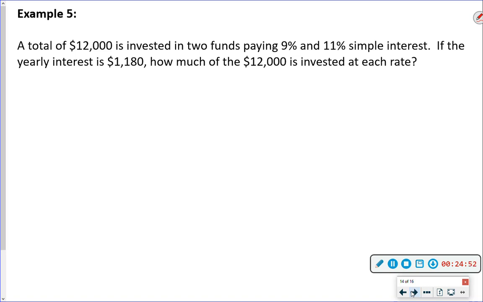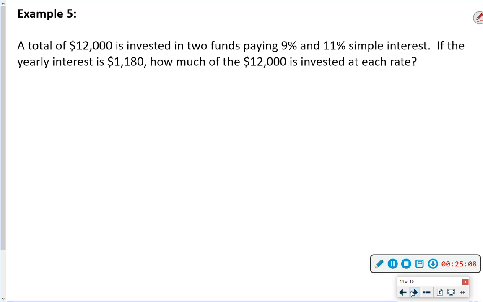So, a total of $12,000 invested in 2 funds. I'm going to use X and Y for my funds, of course. One's paying 9%, one 11%. You get $1,180 in yearly interest. How much is invested at each rate?